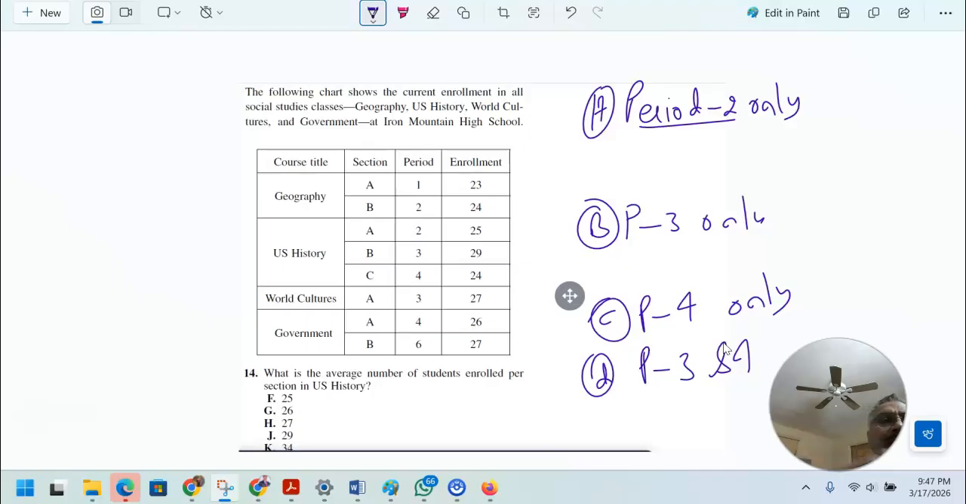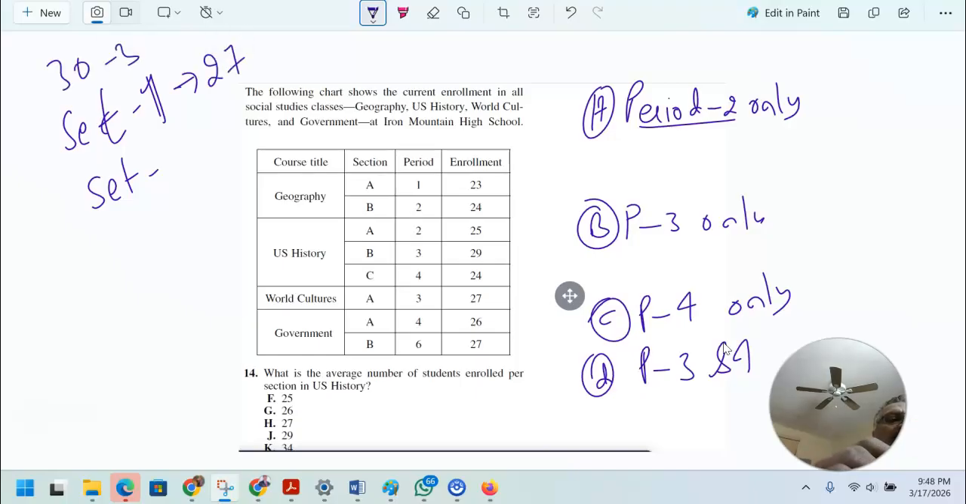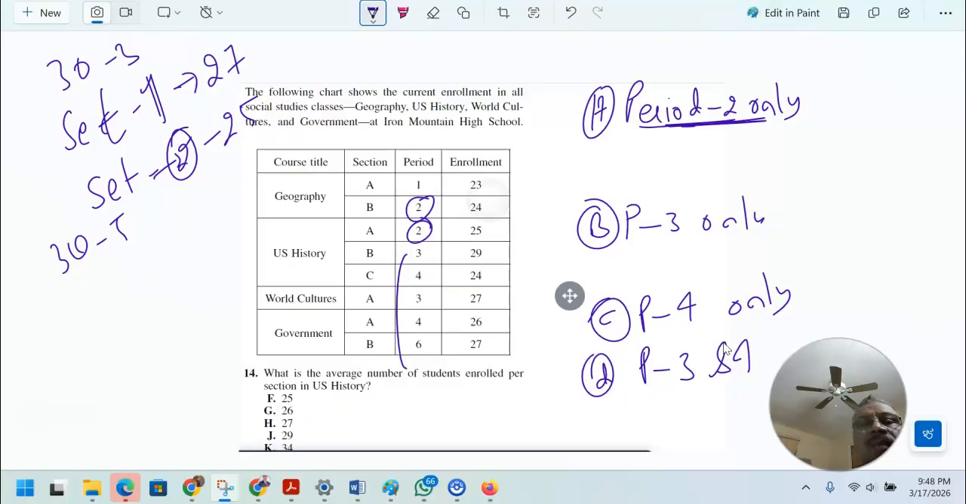Period 2. Remember, there are two sets. You have set 1 and you have set 2. Because in the first set, 3 are missing, 30 minus 3, that means there are only 27 books. And the second set, there are 5 missing, so 30 minus 5, there are 25. So now the question is, for period 2, here it is 1, 2. You add 24 plus 25 students, you get 49.